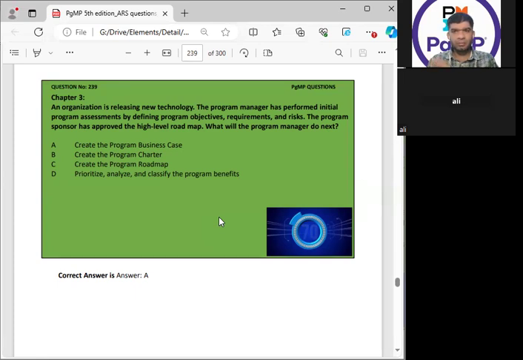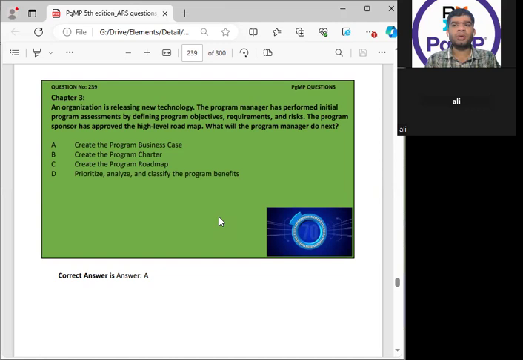So why can't we go to the roadmap? You have just finished the high level roadmap. You are still outside the program boundary. So what will the program manager do next? When I come inside without the business case, without a charter, how can I make the program roadmap?